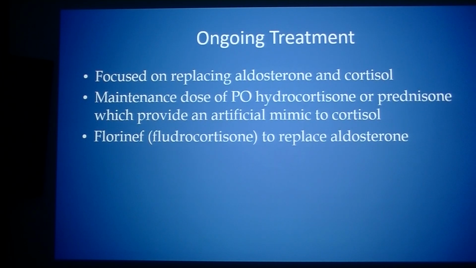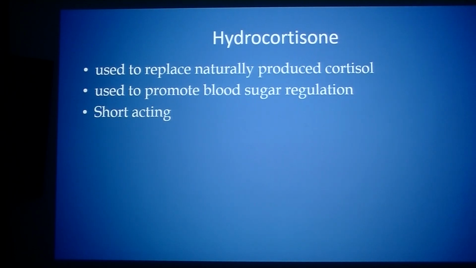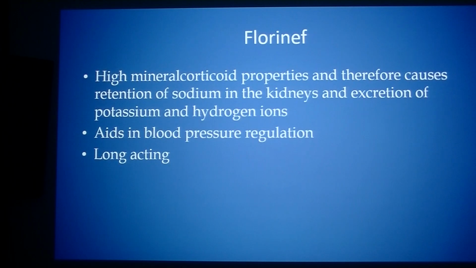Ongoing treatment is focused on replacing aldosterone and cortisol, with a maintenance dose of PO hydrocortisone or prednisone, which provide an artificial mimic to cortisol. Florinef, or fludrocortisone, replaces aldosterone. Hydrocortisone is used to replace naturally produced cortisol and to promote blood sugar regulation. It's short-acting. Florinef has high mineralocorticoid properties and therefore causes retention of sodium in the kidneys and excretion of potassium and hydrogen ions. It aids in blood pressure regulation and is very long-acting.